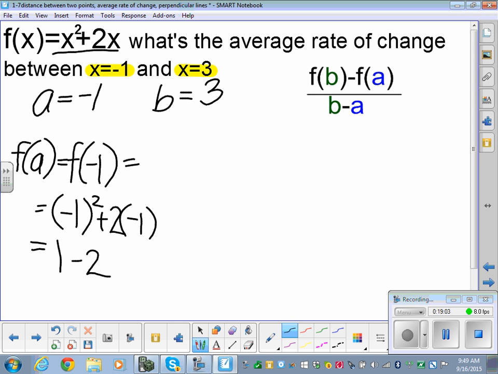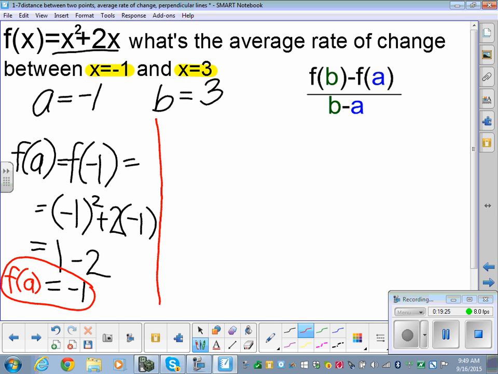Are you sure? Okay. What's 1 minus 2? -1. Now I'm going to circle that so I don't forget that that was f of A. F of A, so I'm going to write that right here. F of A is equal to -1. Does everybody understand how I got f of A? Okay, moving on to B.